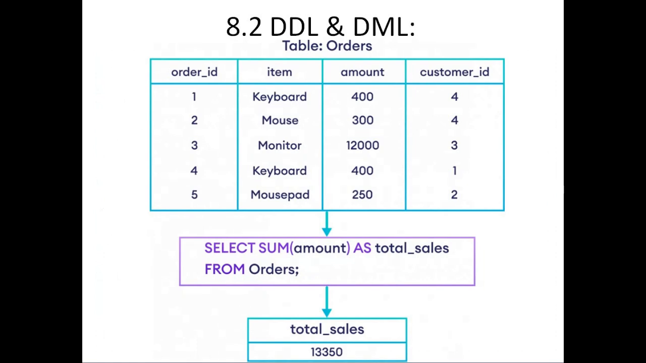For example, if you write select sum(amount) as total sales from order, then that means this query is going to add together all the values present in the amount column, and then it is going to present it to you, the grand total, with the heading of total sales.